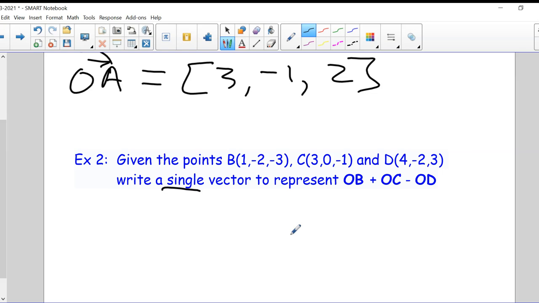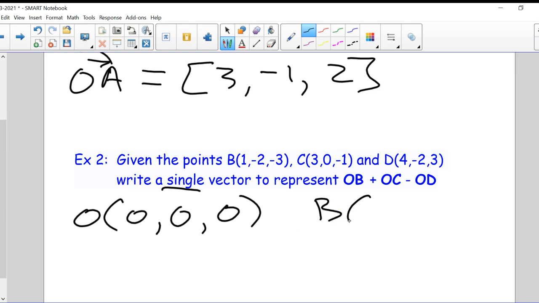O to B, my difficulty is trying to draw this for you, and I'm going to try to avoid drawing it for you. So from O is a point. Let me tell you what O is. O is the point 0, 0, 0. Right? That's what O is. B is the point 1, minus 2, minus 3. Okay? Is it that simple? Yes, Anika, it's that simple.